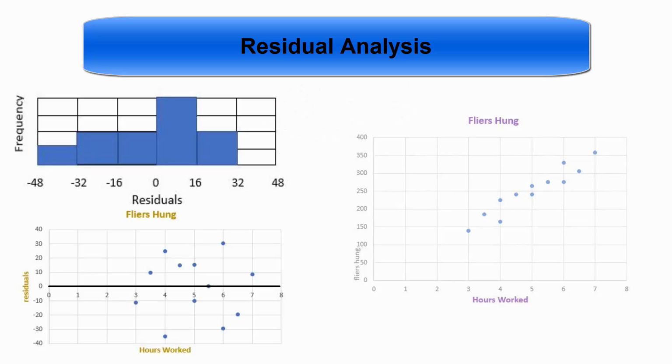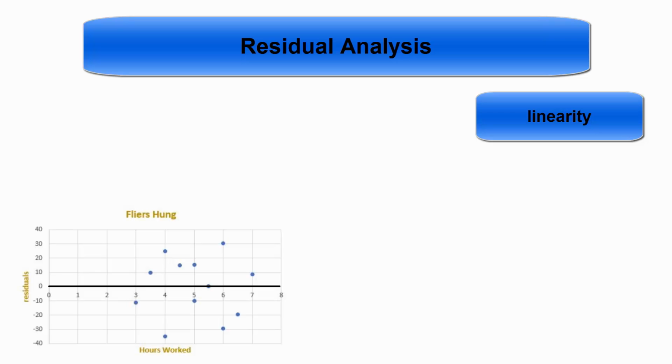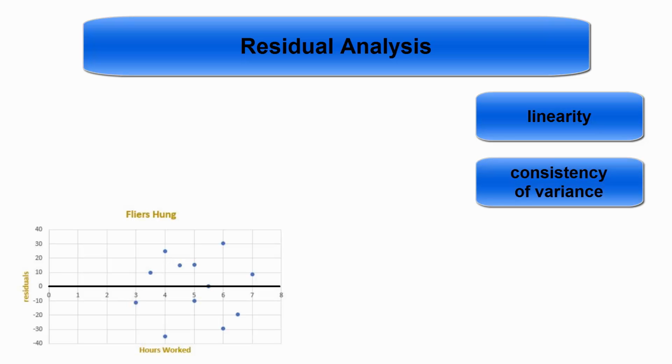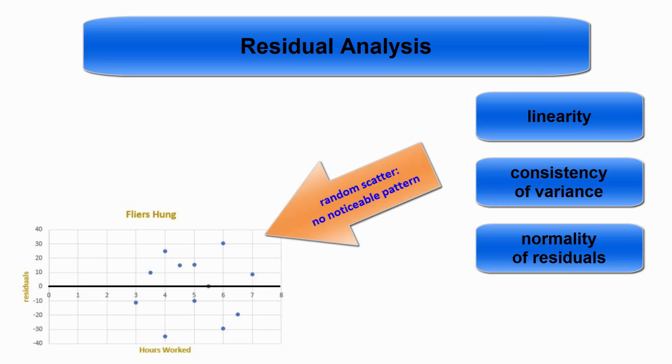So residual analysis looks to confirm 3 things in order for us to trust our LSR line as a prediction model: linearity of the data, consistency of variance of the residuals, and normality of the residuals. Bottom line, if you see a noticeable pattern, something's not right. Don't trust the regression line. If we see random scatter with no noticeable pattern, that supports the line as a prediction model.